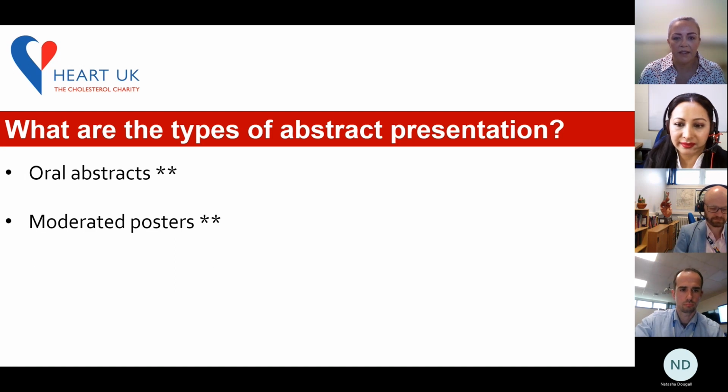Secondly, you may have had a moderated poster accepted. This is 6 minutes allocated per poster with 3 minutes of key messages from you, but also 3 minutes of questions from the judging panel. This is an open session, so audience members will be listening to the discussions.